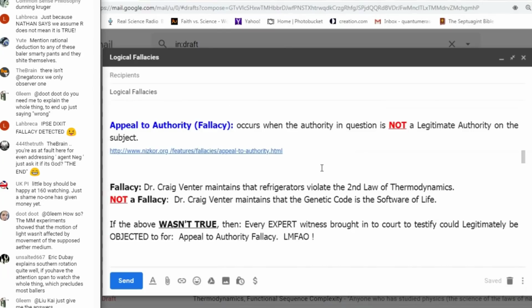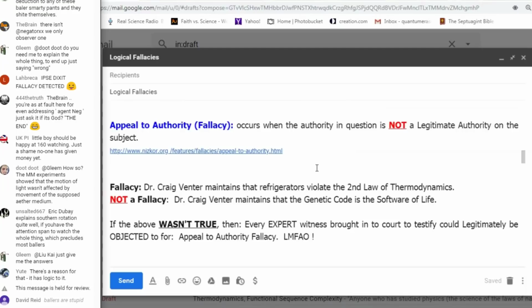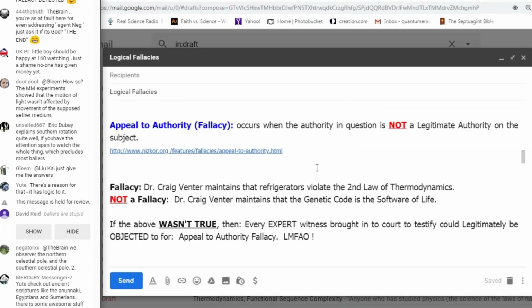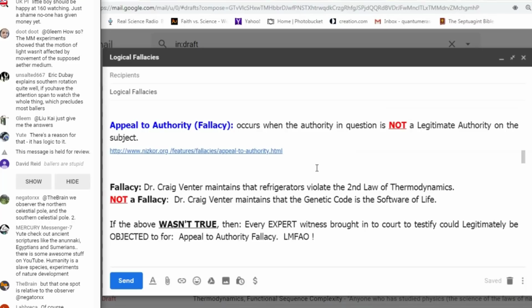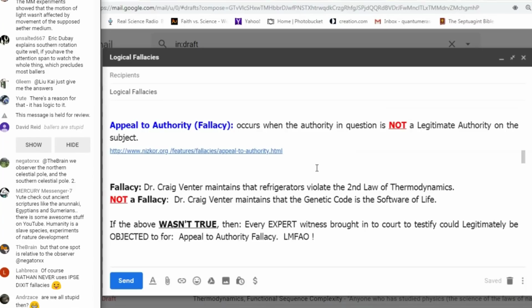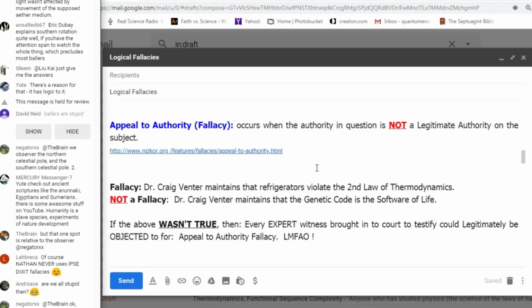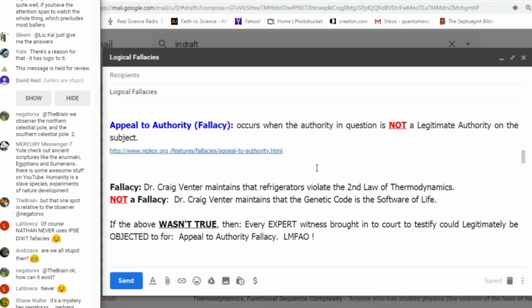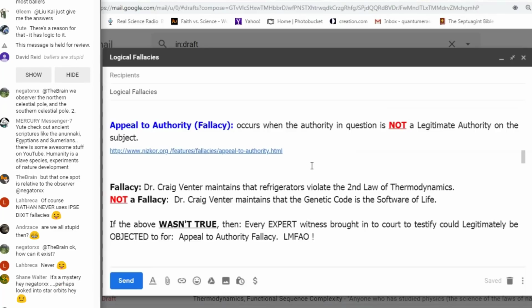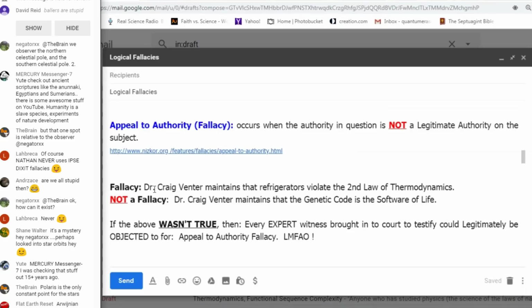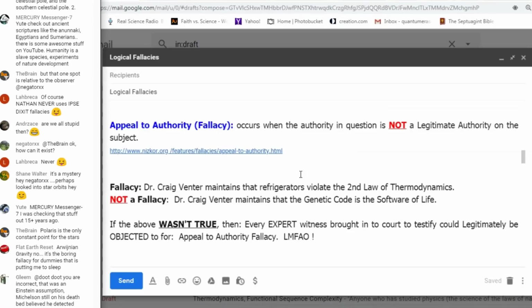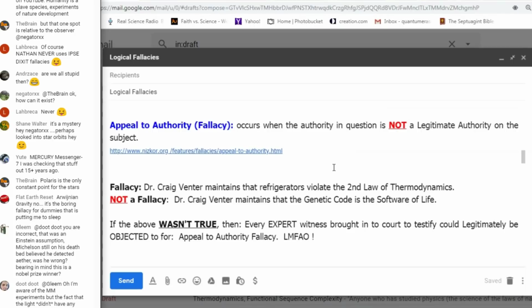Here's another one that gets abused and people don't have any clue what they're talking about. Let me show you. This is the appeal to authority, right? You've heard this many times, correct? Well, it gets quoted wrong because you'll find a couple of different references to this that are incorrect. Now let's go through it. Let's see if it logically follows. So, an appeal to authority fallacy occurs when the authority in question is not a legitimate authority on the subject. Fallacy: Dr. Craig Venter maintains that refrigerators violate the second law of thermodynamics.